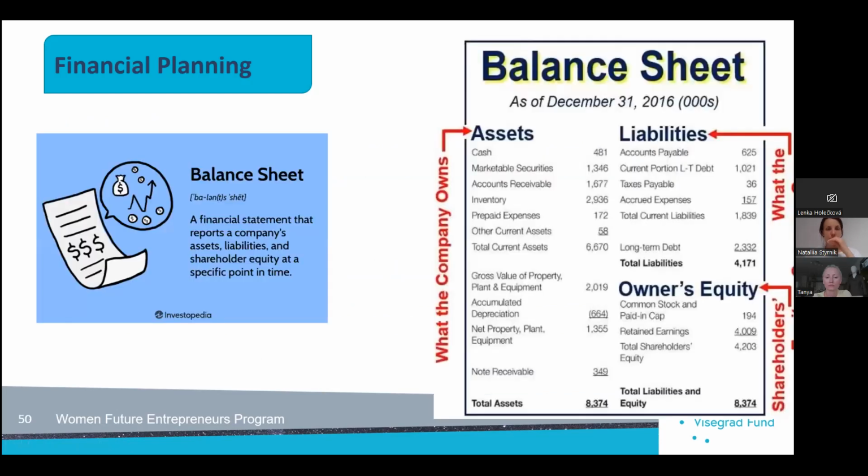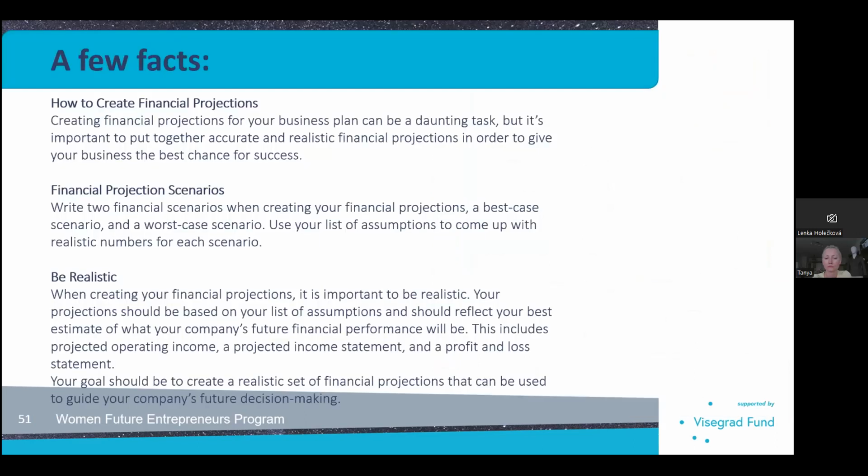We can see it here in this slide because we have on one hand our assets: cash, inventory, current assets and long-term assets, and we have also our liabilities. On one hand we have some debt, and then we have our own equity. So this is the last statement for us.